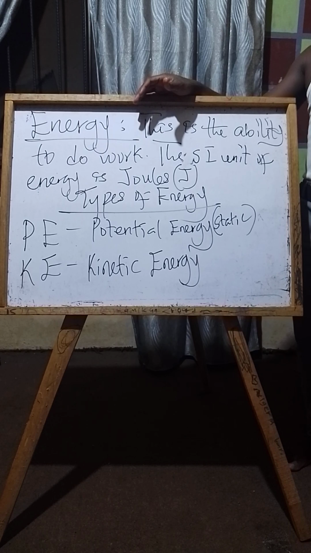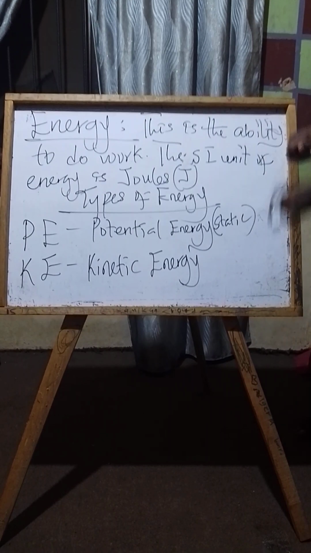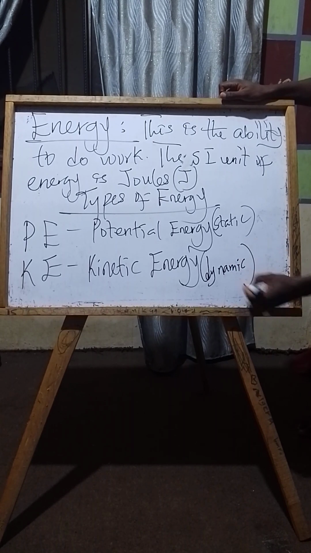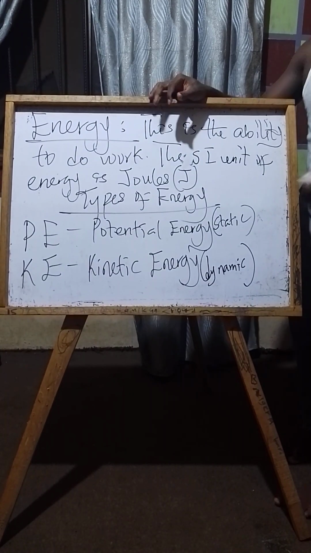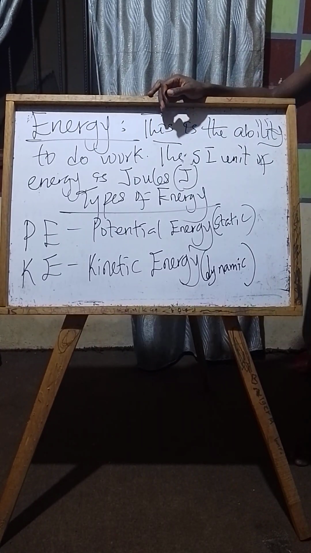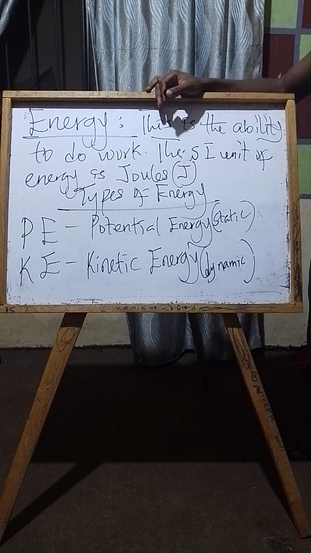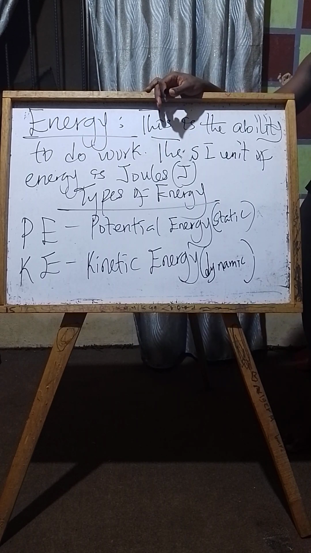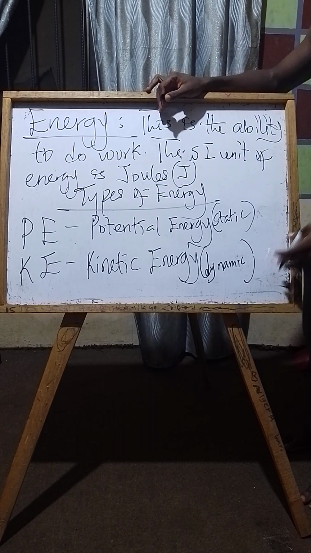Is that clear? Then, when is an energy said to be kinetic? It means the energy is what? Dynamic. Dynamic means it is constantly moving. Are we together here? So potential energy is energy that is stored, energy possessed by a body that is not moving. That's potential. But kinetic energy is the energy possessed by a body that is constantly what? Moving. Are we together here? This is the difference between the potential and the kinetic energy.